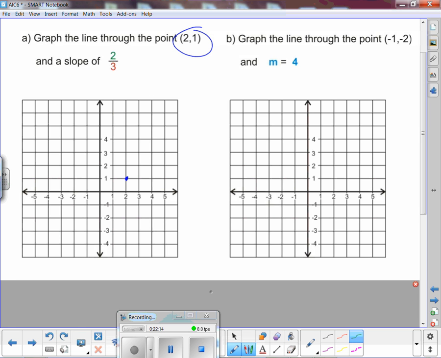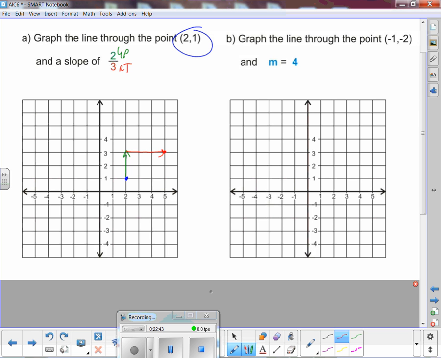Okay, class, say it. What's the top number of the slope, 2 over 3, mean? What change? Vertical or horizontal? Vertical. And a positive 2 is up or down? Up. So we have to go up 2 from that point. The bottom is the horizontal change. Left or right? Do we go left or right for the 3? You go right. Positive is right. Go right 3. 1, 2, 3.